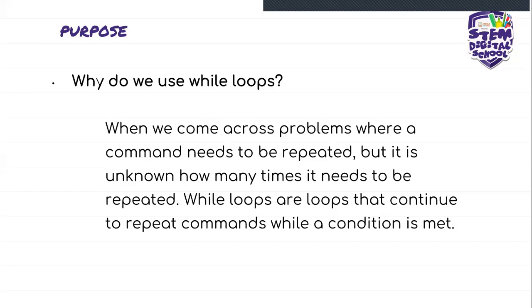So if we need to think about picking a flower, and you have to pick each petal off the flower, but we don't know how many petals are on this little flower, we will just keep picking until there are no more petals left to pick. That is when we use a while loop. While there are any petals left, we will pick. As soon as there are no more, it will stop.